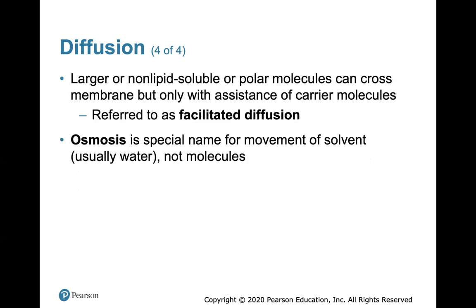If a larger or non-lipid soluble or polar molecule needs to cross over, it is referred to as facilitated diffusion. Facilitated diffusion doesn't require any energy by the cell, but it usually requires the assistance of some sort of carrier molecule to get the substance through. Osmosis is a special name for the movement of solvent, usually water, not molecules. So osmosis just means that water is moving through diffusion.